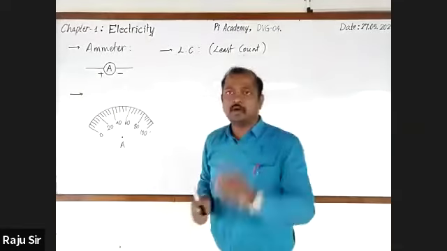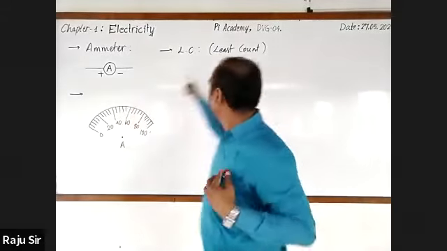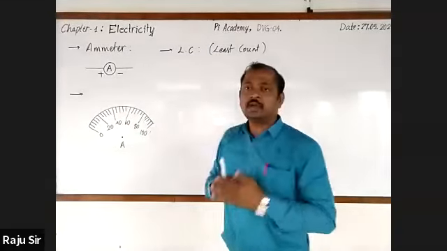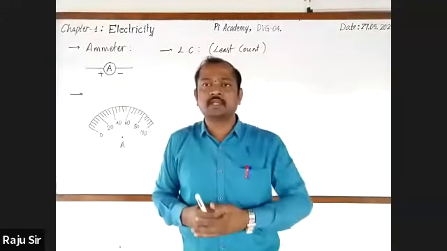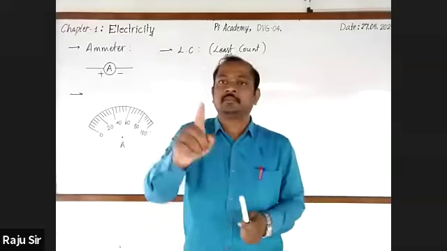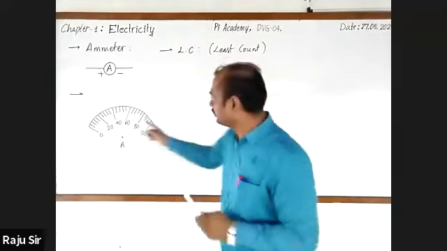The value of one division on the scale of an ammeter is called the least count. Then how to find out the least count? One of the students said, sir, the value of one division is 4 amps. How to find it out?